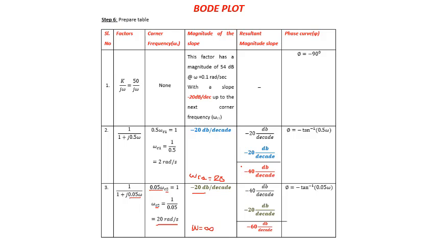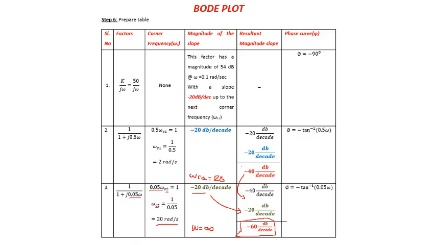For the resultant magnitude, we take the previous resultant, put it here, minus 40 dB per decade, and the present one we write here and add both, that is minus 40 dB and minus 20 dB. The resultant will be minus 60 dB per decade. So the minus 60 dB per decade line will start from the second corner frequency and end at infinity. Okay, that is the meaning of that one.